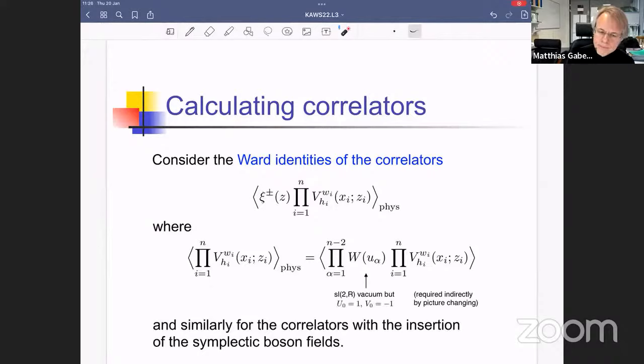Anyway, the idea is that we are going to look at these correlators and insert these symplectic boson fields into them. And we are going to analyze the structure of the correlator with the insertion of this psi plus minus. This will lead to Ward identities, and that will then lead us to constraints for the correlators without the insertion of the xi plus minus. So in order to understand this, what's important is to understand the OPE when xi plus minus gets close to these vertex operators.